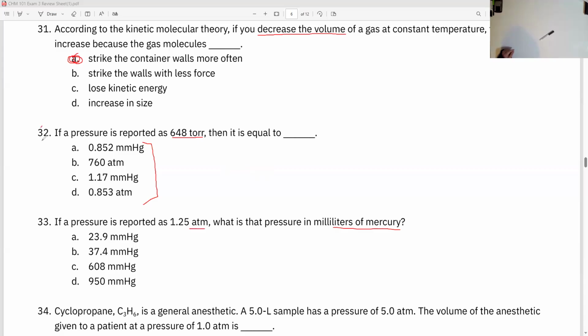For a question like number 32, sometimes it can be confusing what they want you to do. Here, they give you your initial value of 648 torr. And so the easiest thing to do is to convert torr into millimeters of mercury and then convert torr into atmospheres. Only one of these answer choices is going to match the number as well as the unit. But you have to make sure that both of those things match.